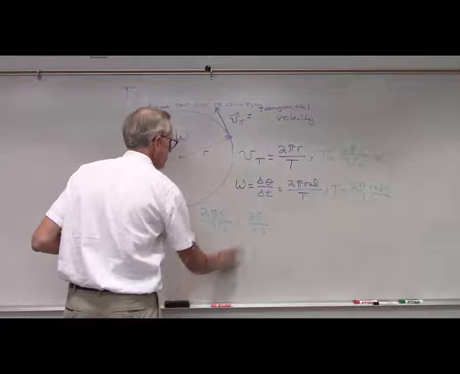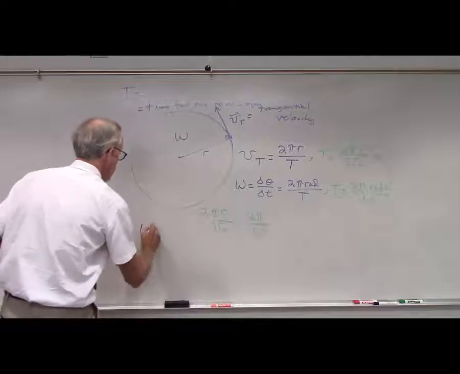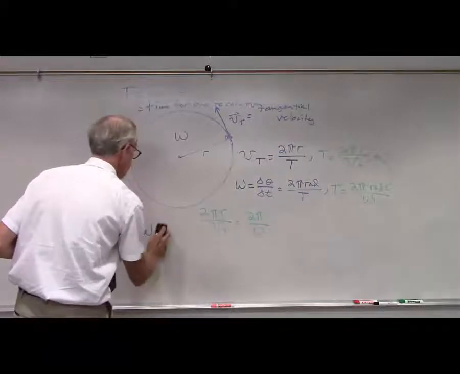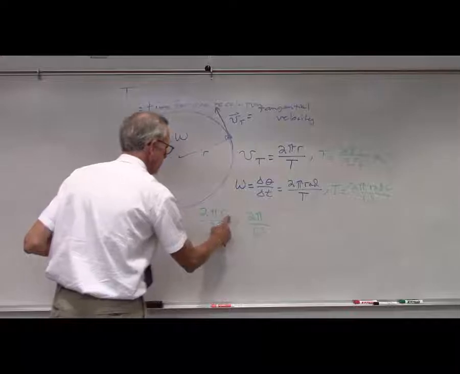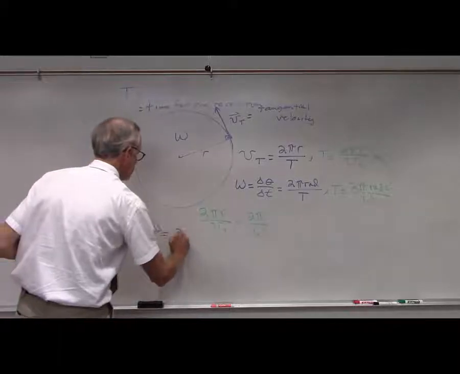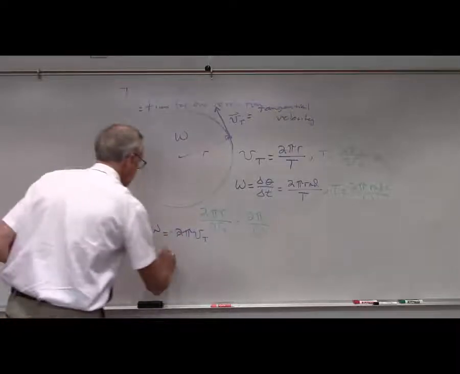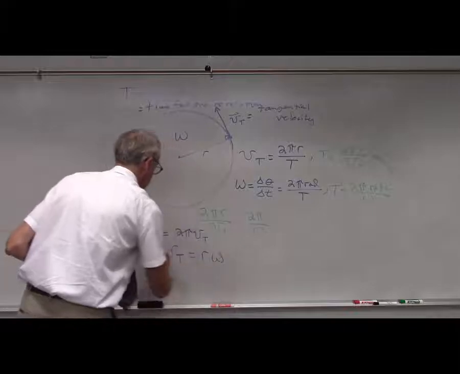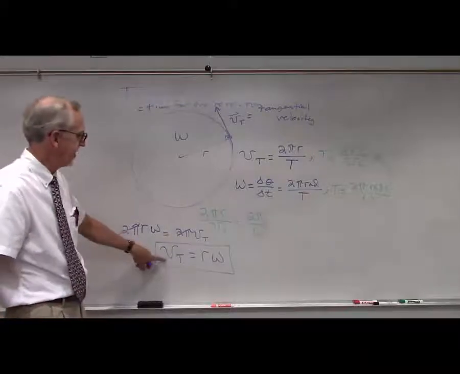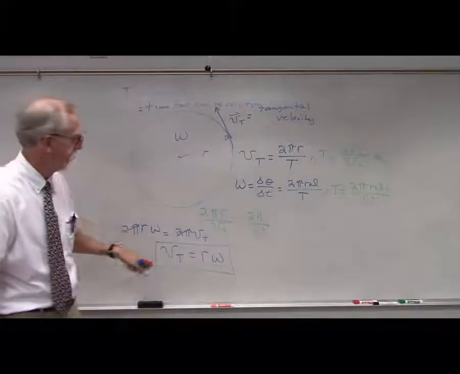So let's multiply these over. We're going to take omega over here, divide by 2 pi r, multiply by Vt, and what do we get? Actually, I'm going to leave the r over here. So I'm going to multiply by omega, and I'll have r omega times 2 pi equals 2 pi Vt, and then we'll divide both sides by 2 pi. The 2 pi's cancel, and what do we get? Vt equals r omega. There we go. And there is a very simple relationship between the tangential velocity and the angular velocity. Vt equals r omega.